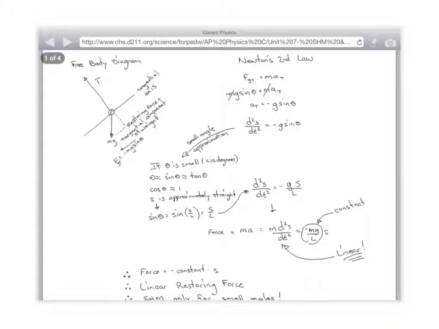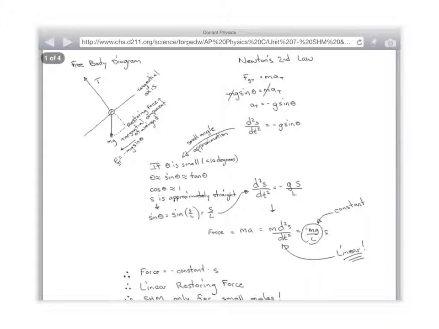Couldn't the first integral just be g over L sine theta? The second derivative of that would be negative g over L sine theta. Wouldn't that be the solution to the differential? No. I'll explain it, because it would be sine of cosine.